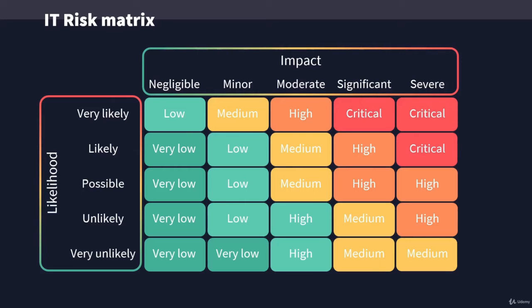Let's take two scenarios to better understand risk. In this first scenario, we have a website which is hosted on multiple data centers. And for one of the data centers, there is a very small chance that an earthquake can happen in that area. Because of that, the likelihood of the threat is very unlikely. And since the website is hosted on multiple data centers, the impact is negligible. Even if one of the data centers goes down, the website would still work. Based on the information, the risk is very low.